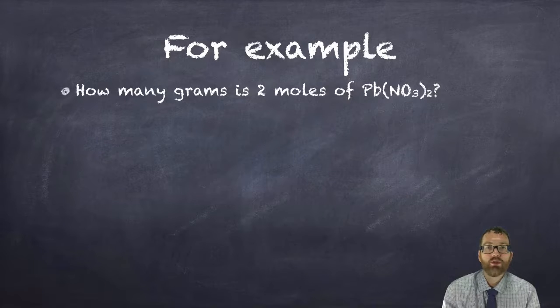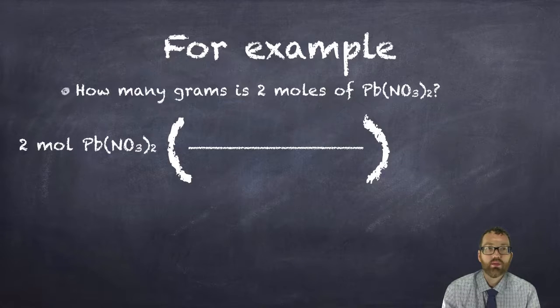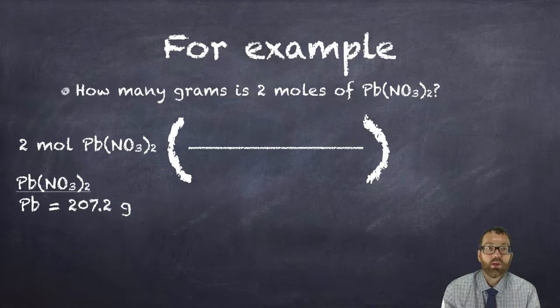How many grams is 2 moles of Pb(NO3)2? So we'll start with the 2 moles of Pb(NO3)2 and set up our bracket. Now we need to find the molar mass. We're going to need to multiply by the molar mass in this type of problem. So we go to the periodic table and we find lead. Lead weighs about 207. I, for some reason, have 207.2 grams. You can round to 207 if you'd like, or you can copy down what I have, your choice.